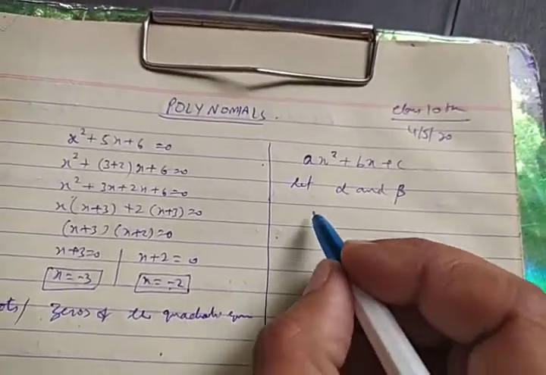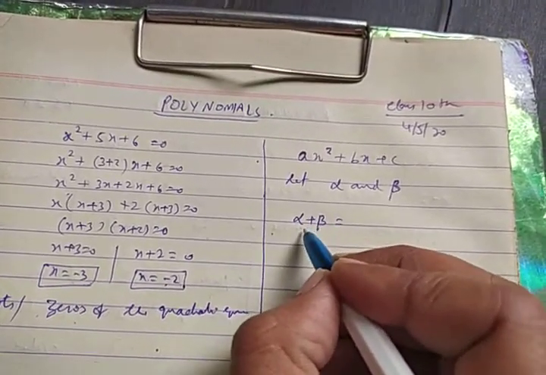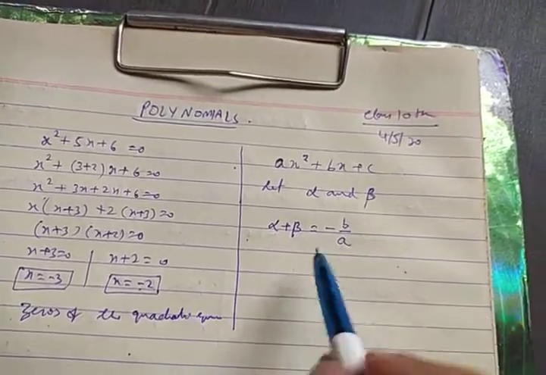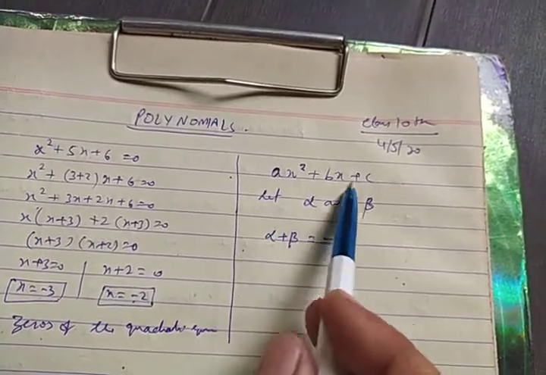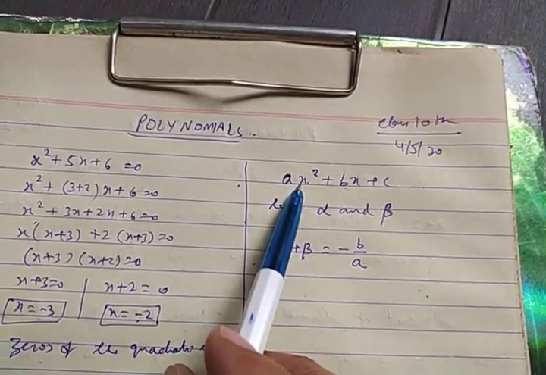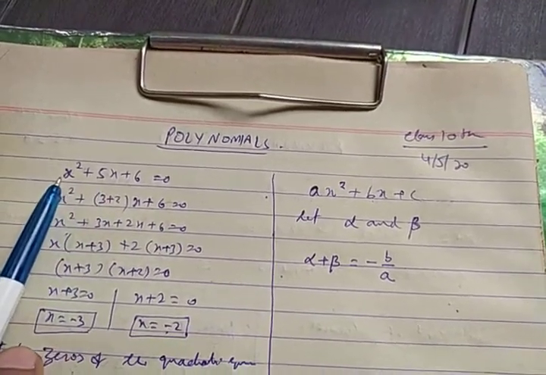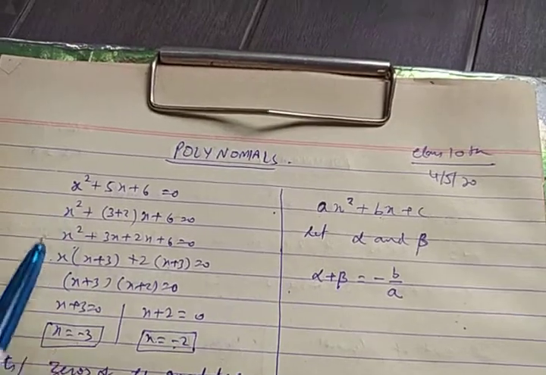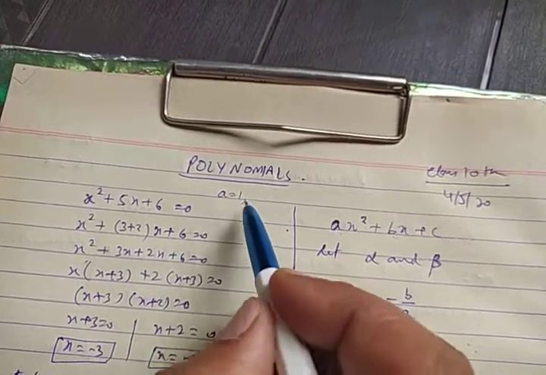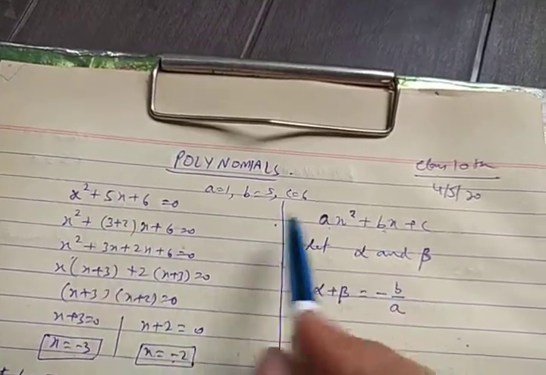Then there is a formula. Directly you can write alpha plus beta, this is called the sum of the roots, that is minus b upon a. What is b and a? b and a will be obtained from the standard equation. b is the coefficient of x, a is the coefficient of x square. For this example, b will be 5 and a will be 1. If you compare this with the standard equation, on comparison, a will be 1, b will be 5 and c will be 6.